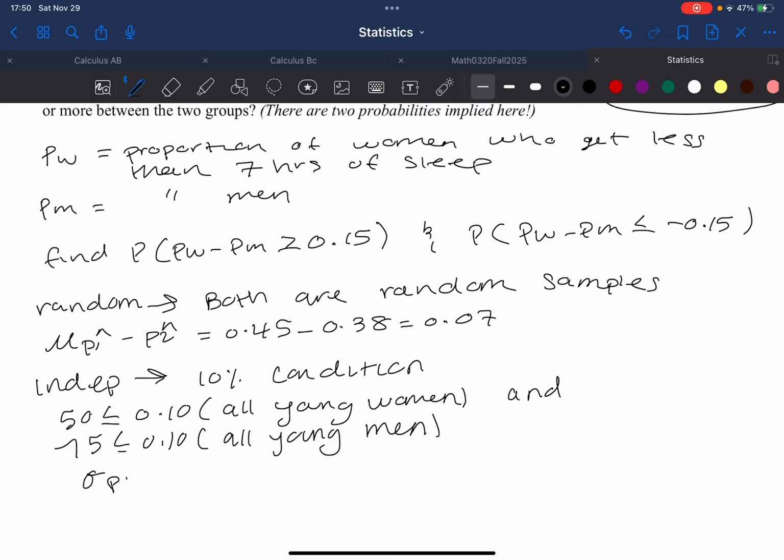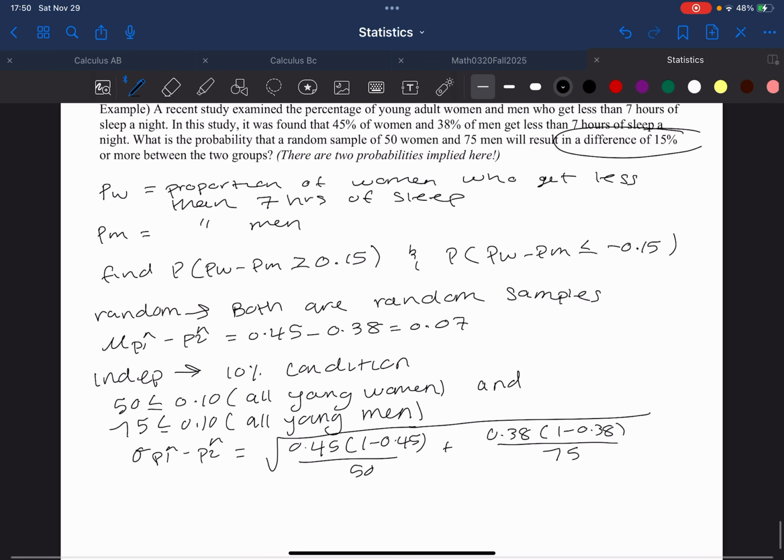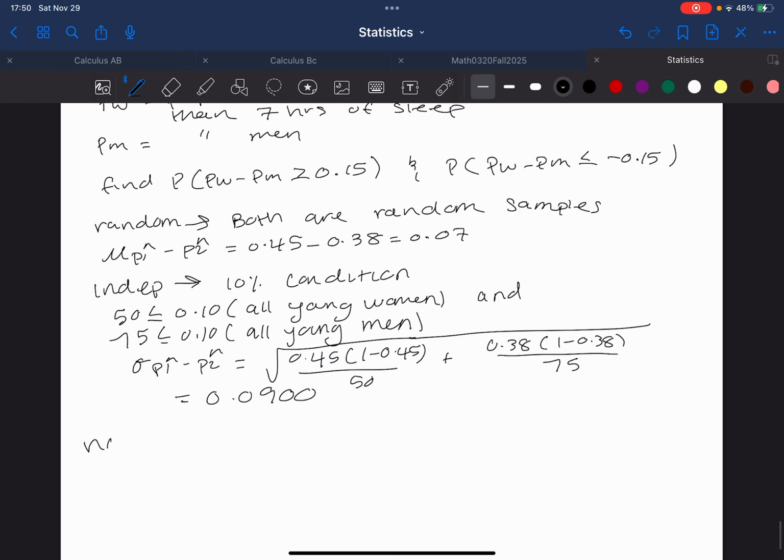So standard deviation of P1 hat minus P2 hat is equal to the square root of 0.45 times 1 minus 0.45 over 50 plus 0.38 times 1 minus 0.38 all over 75. And that gives us 0.0900. And then we have to prove that it's normal.